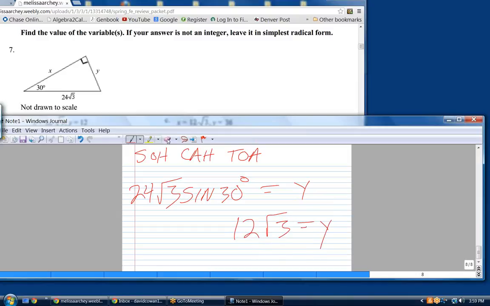Now how do you solve for x? Well, it's 12 root 3. You couldn't really use the hypotenuse there. Well, actually you could now. Once you've solved for y, you could use the Pythagorean theorem. But as long as we're using trig functions, let's use another trig function. It's a lot easier.